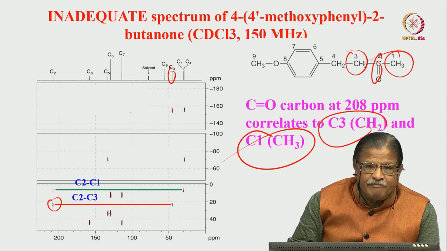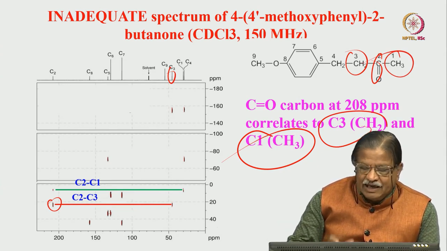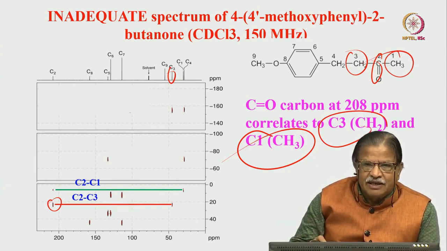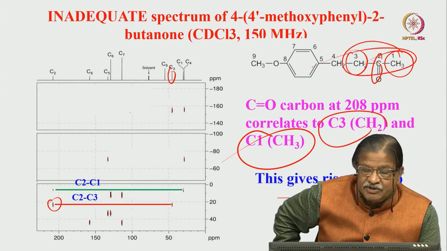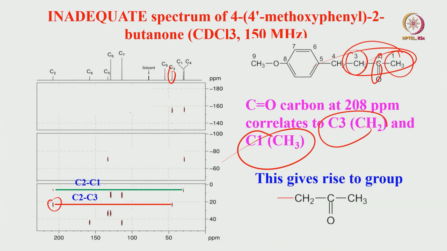What does it tell you? It tells me that this correlation puts C double bond O between these two. This gives us a group like this. I can start thinking that C double bond O is giving strong correlation to CH2 and CH3. I guess this must be the group. We'll continue further and see that.